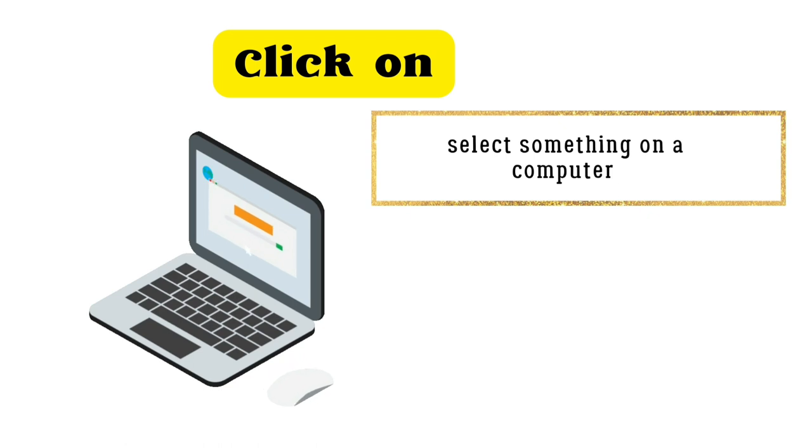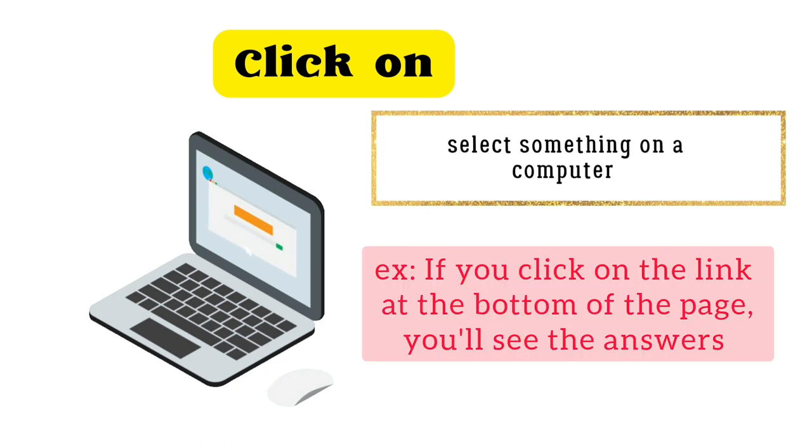Click on. Click on. It means to select something on a computer screen. For example, if you click on the link at the bottom of the page, you will see the answers.